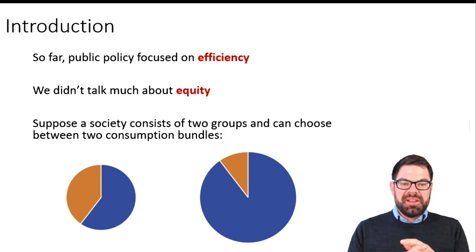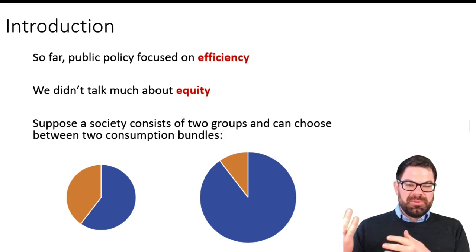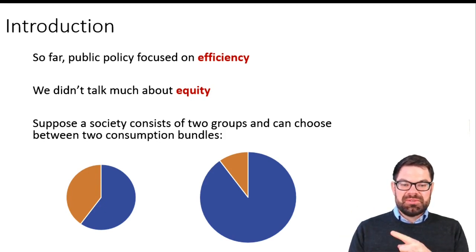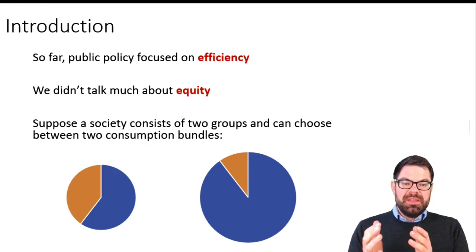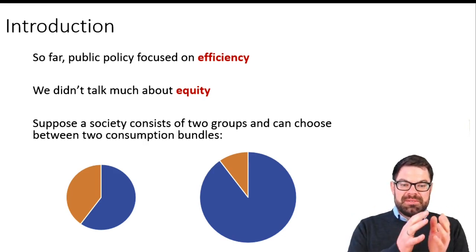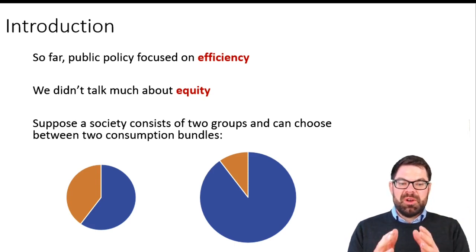So in a nutshell, you can illustrate this through those two pie charts here. The one on the very left has a fairly equal distribution between orange and blue, whereas in the one on the right, you have a fairly unequal distribution, but a bigger pie. And there seems to be this trade-off between having a big pie that is very unequally distributed, or a smaller pie that is equal.